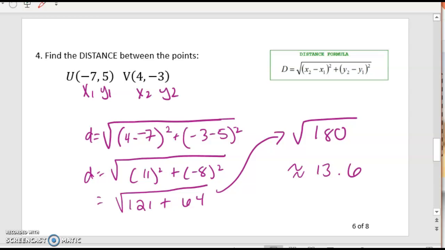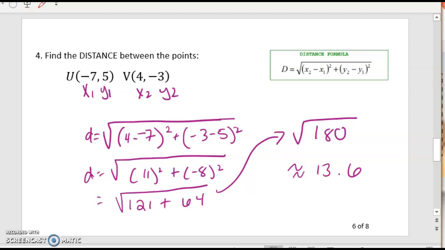Okay, so this should be pretty simple, just to be able to plug in points into the distance formula and solve. Things that you sometimes forget on your calculator, you might forget the squared. You also might forget the negative. Just make sure you type it in and you write it out first before you actually put it in your calculator.